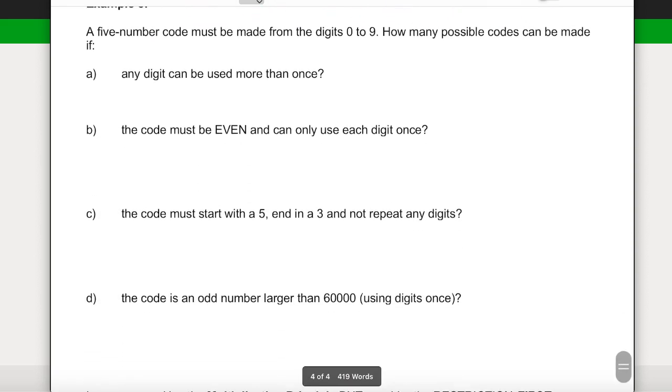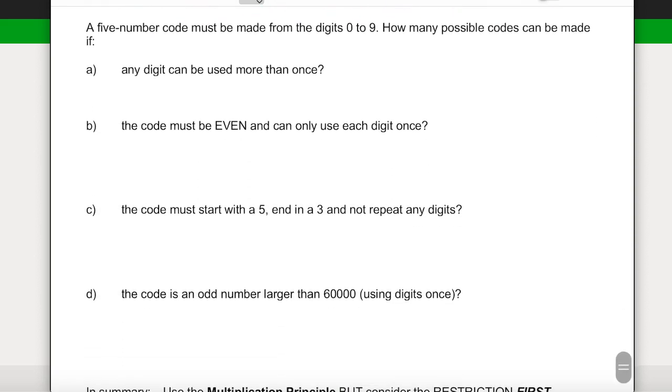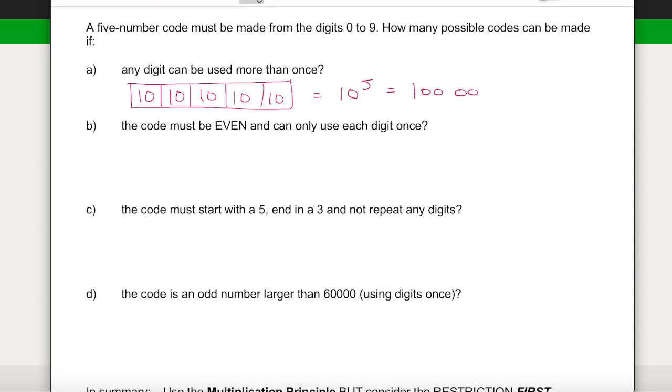In our last example, we've got a 5-number code that must be made from the digits 0 to 9. How many possible codes can be made if any digit can be used more than once? So what that means is, in our 5-number code, we've got 10 digits that can be used as the first number, 10 for the second, and so on. So we've got 10 to the power of 5, which is 100,000 different possible codes. How many codes are possible if the code must be even and we can only use each digit once?